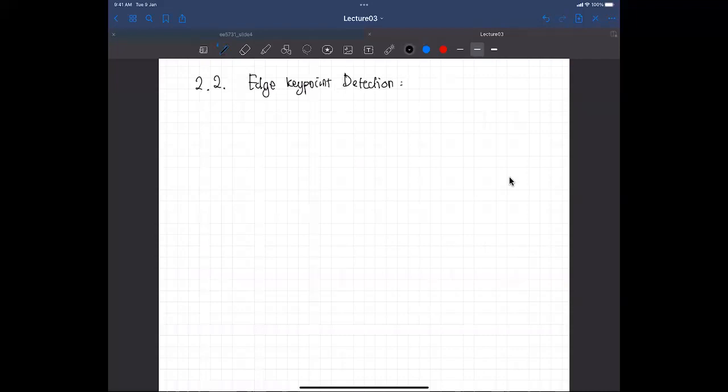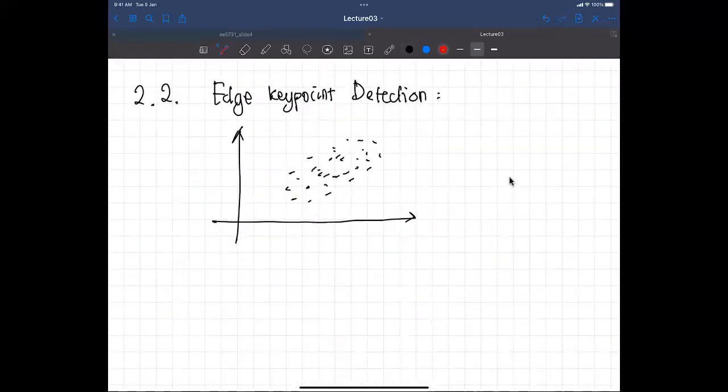So the basic idea is based on a very simple principle: if you have a point distribution, then you can measure the first and second principal components. Where will the first principal component be? Anyone? It will be aligned in the direction of the distribution.